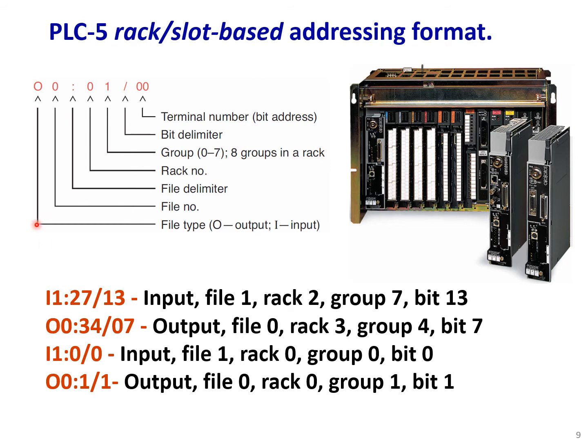So the advantage of this type of addressing is that it has a connection with the physical devices, and it is very easy to understand where that input is located. It's located on rack 2, file 1, and it's input bit 13. So we could physically find the location of that input and output on the input-output module cards.